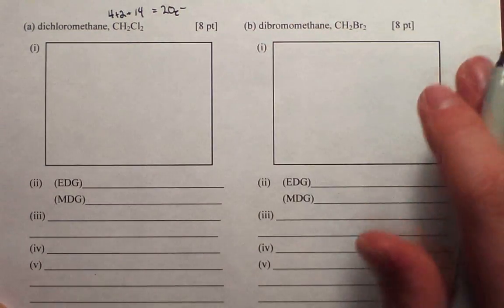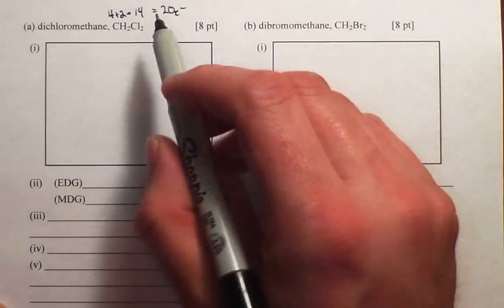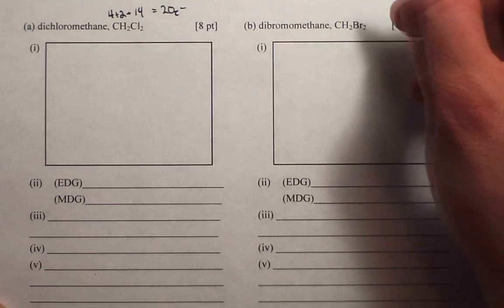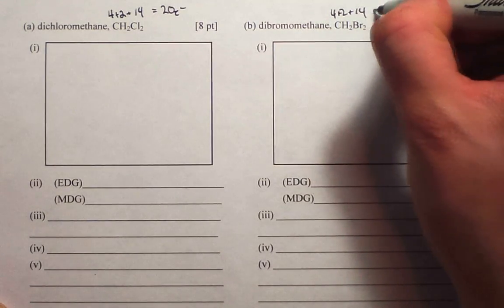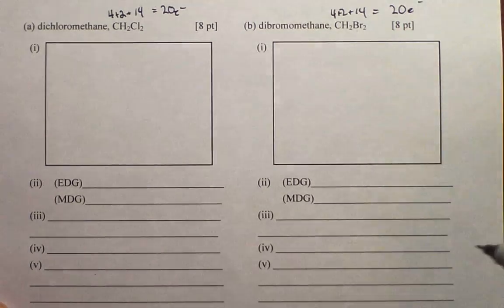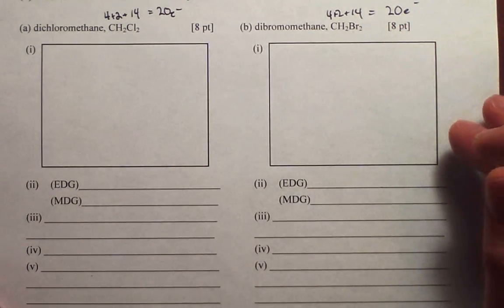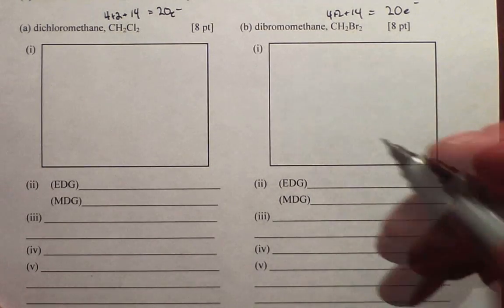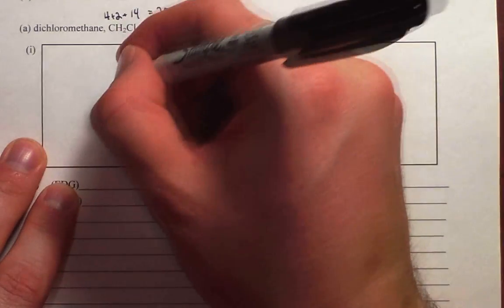I'm almost going to do these drawings concurrently, just simply because chlorine and bromine are in the same group. So their number of valence electrons will be the same. So I'm still going to end up with 4 plus 2 plus 14, which also has 20 electrons. Bromine is just a bigger atom, so it has more electrons involved in what it's doing, but the valence electrons are the same. So we start with our carbon in the center.